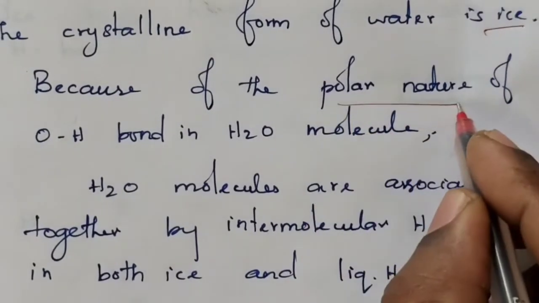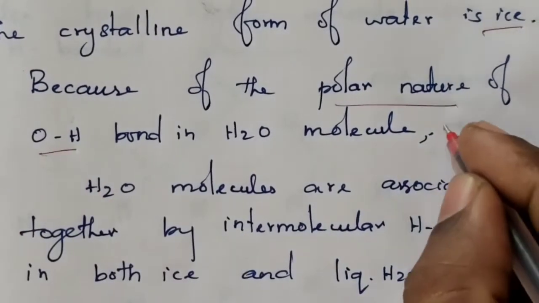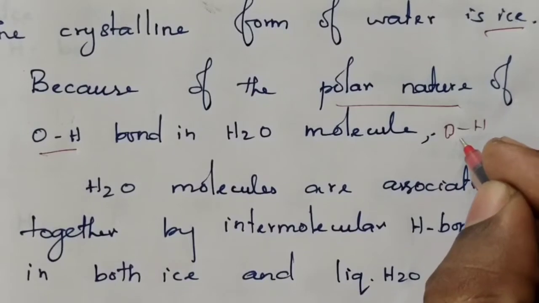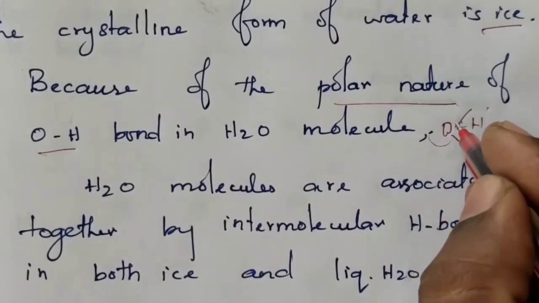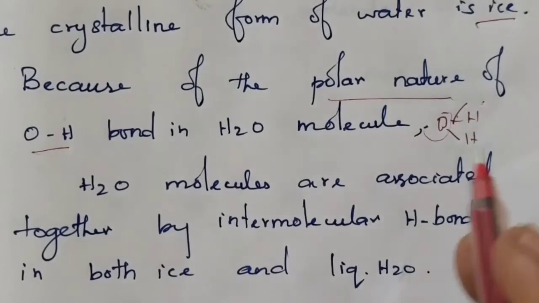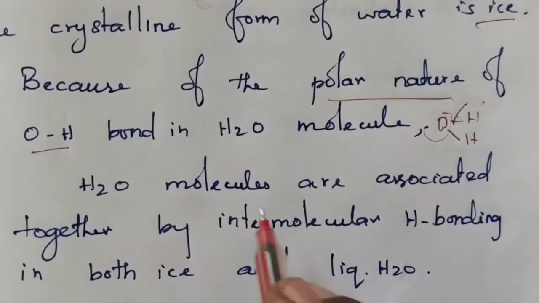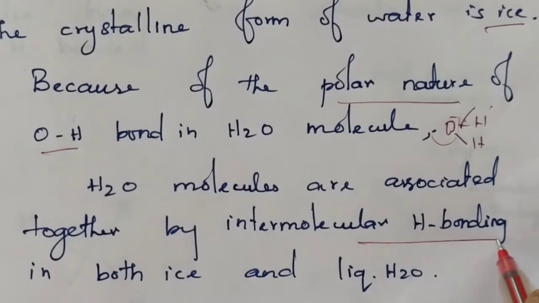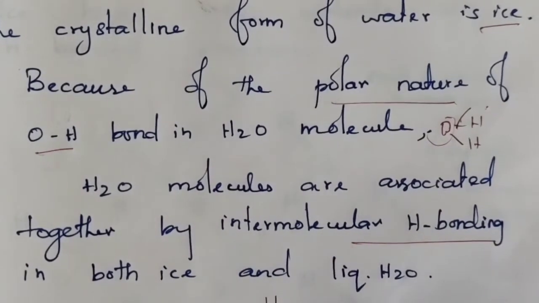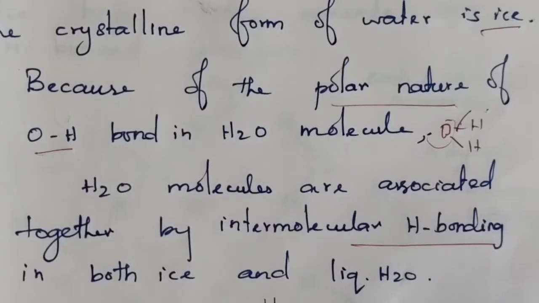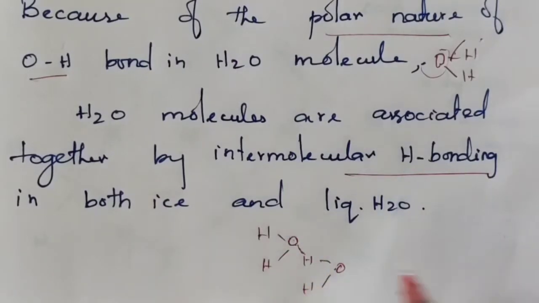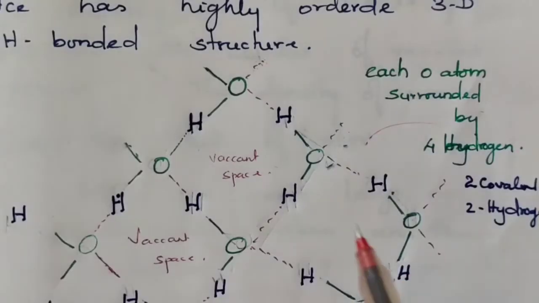Because of the polar nature of the OH bond, which we studied is due to the high electronegativity of oxygen, water molecules are associated by hydrogen bonding. That means one water molecule is associated with another water molecule through a hydrogen bond, because of the high polarity of the OH bond. Structure of ice.